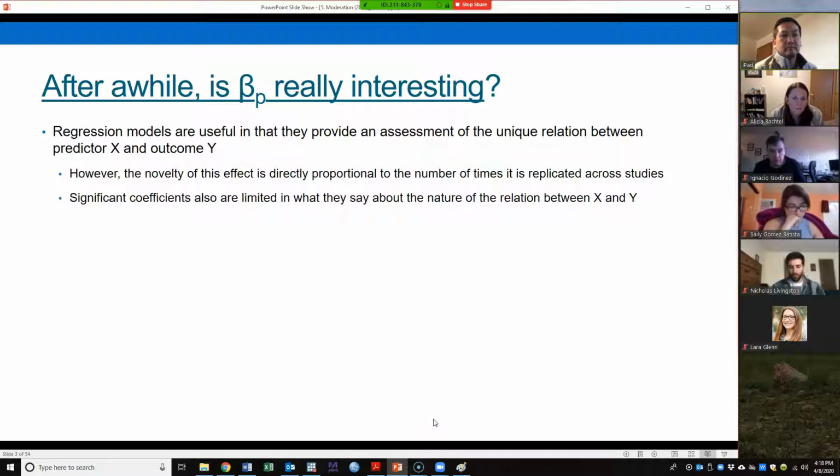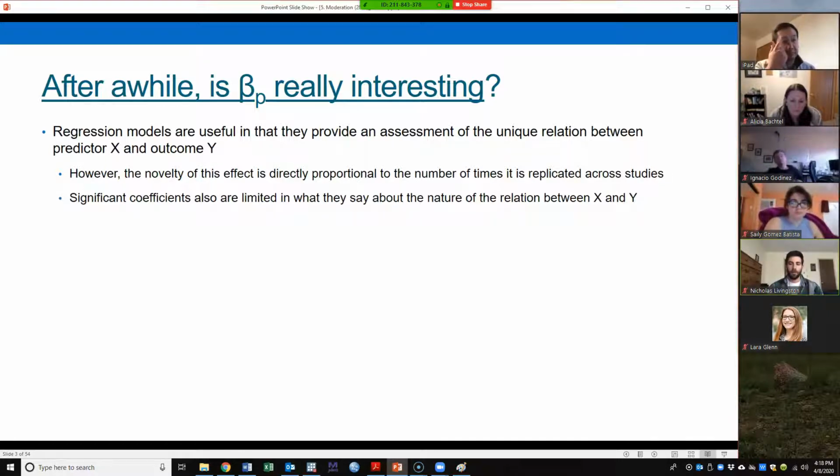Nick, within your field or area of research that you're familiar with, can you give me an example of a strong and well-established association? Impulsivity and substance use. Okay. Perfect, right? So if there are 1,000 different studies that have demonstrated an association between impulsivity and substance use, and this has been shown a number of times over a number of different studies with a number of different measures.